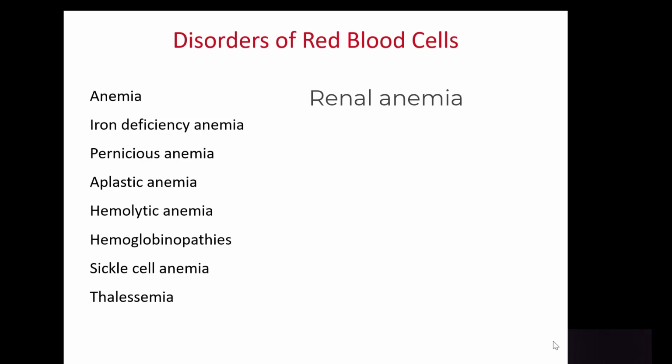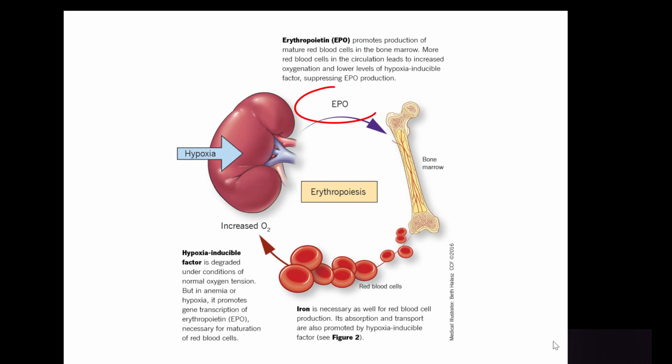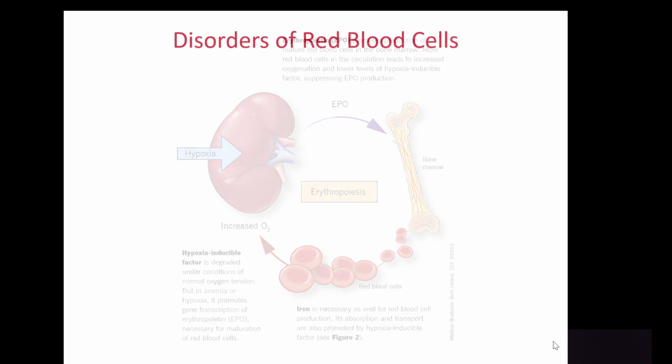This is caused by the lack of erythropoietin, or EPO, the hormone that stimulates the blood cell production in the bone marrow. Renal anemia frequently occurs in patients with chronic kidney disease because their damaged kidneys cannot produce enough EPO. Fortunately, it's easily treated by administering EPO to these patients.